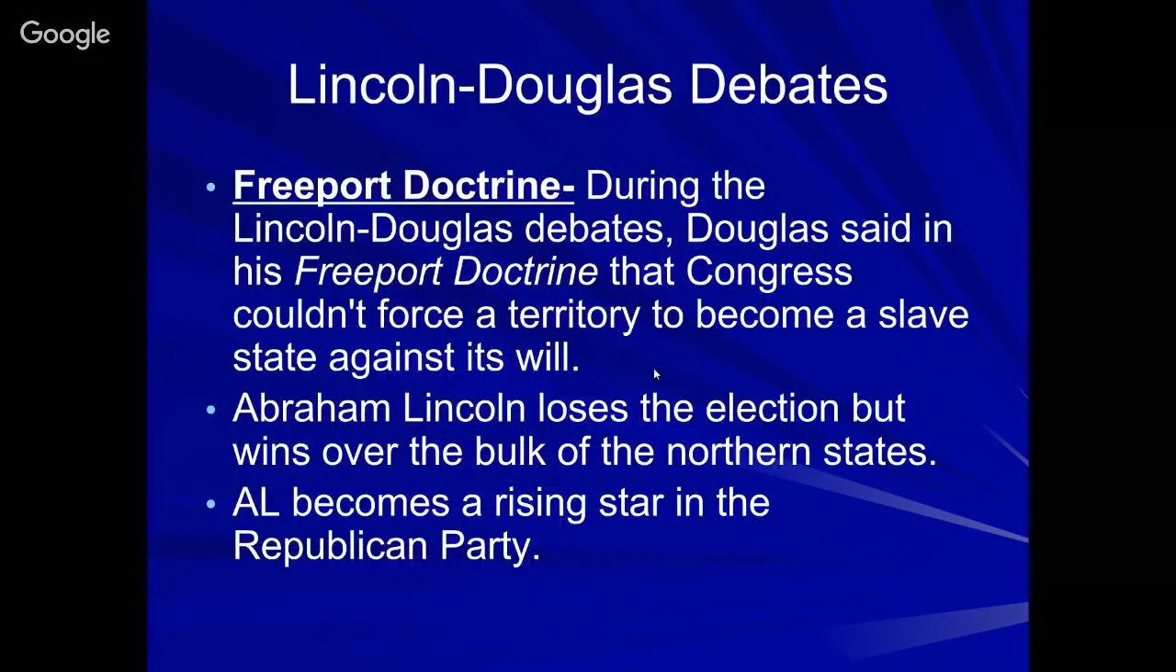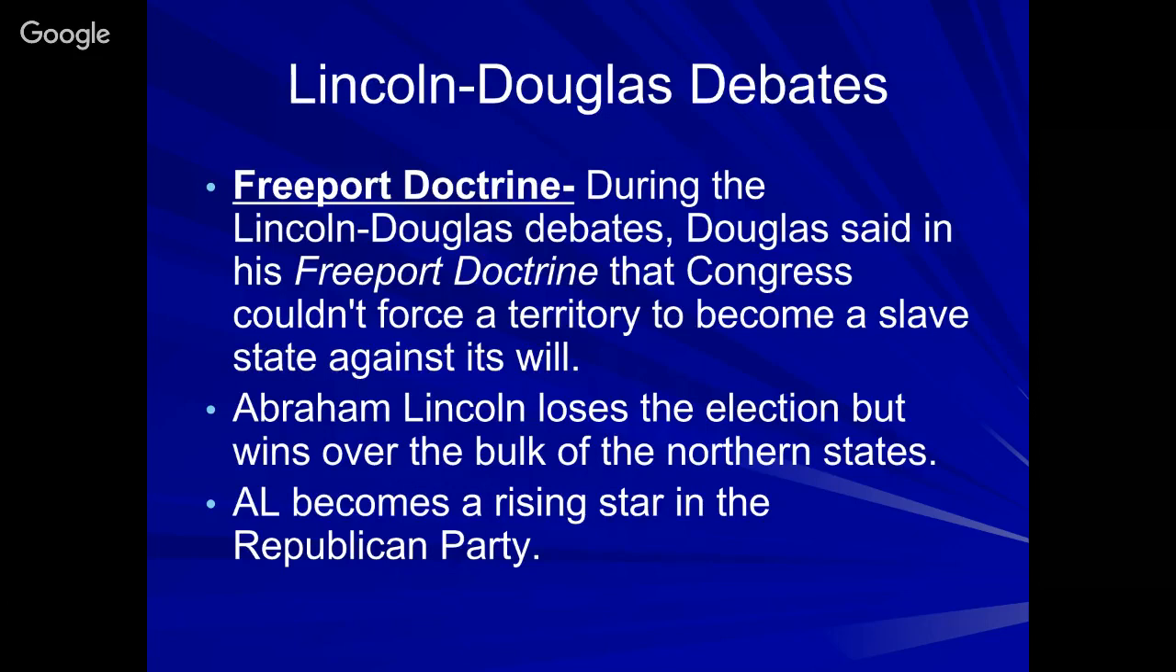In the Freeport Doctrine, during the Lincoln-Douglas debates, Douglas said that Congress could not force a territory to become a slave state against its will. And Abraham Lincoln ultimately makes Douglas look like a complete bum, in that he was successful in getting Douglas to be very critical of the Dred Scott decision, which stated that Congress could not make a law that kept slavery out of the territories. And then here comes Douglas, who says that Congress could not force a territory to become a slave state against its will. So he finds himself having to go against the Dred Scott ruling, which will ultimately weaken Douglas in his bid for president in 1860.